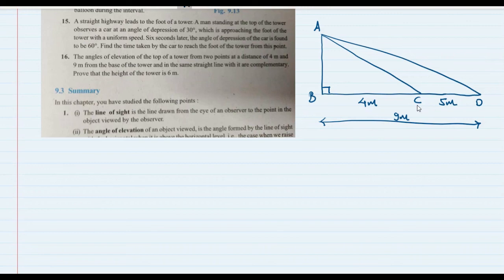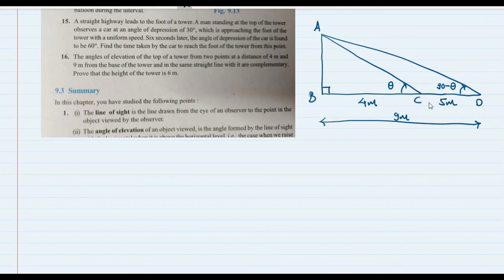They have not given the angles. They are saying the angles of elevation are complementary. You know what does that mean? That means if you take this as theta, can you tell me how much will this be? 90 minus theta. Complementary, right? So if this is theta, this is 90 minus theta. That's what they are saying. Prove that height of the tower is 6 meter.